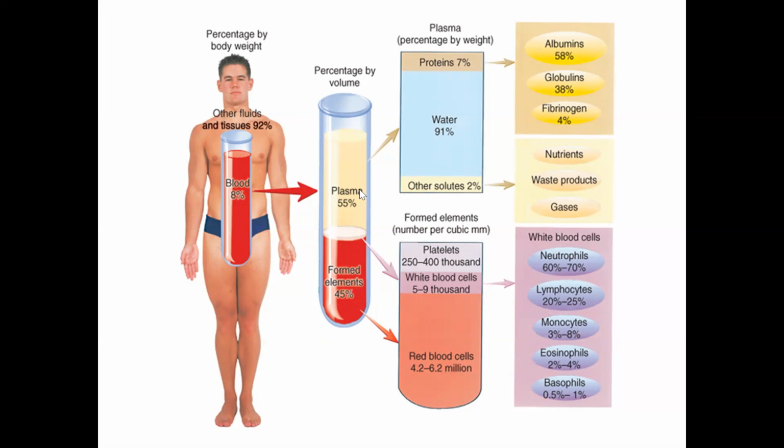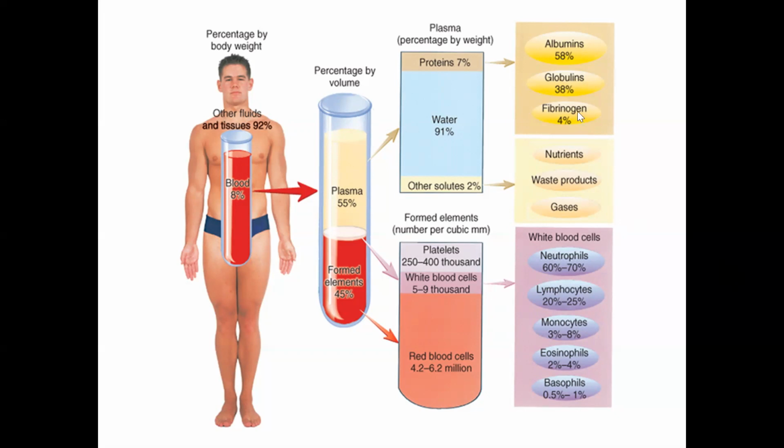The plasma itself, what is in the plasma? In the plasma, 91% is water. 2% are other solutes, like what? Like nutrients, like waste products, like what? This is urea, creatinine, and other things that our body needs to get rid of. We call it waste product. And also gases. This is the 2%. The remaining 7% of that plasma volume is proteins. And these proteins are three main categories. We have albumins, we have globulins, we have fibrinogens.